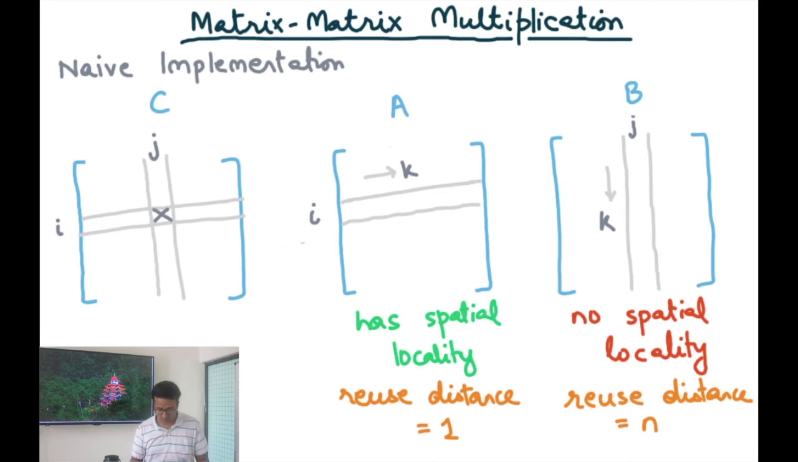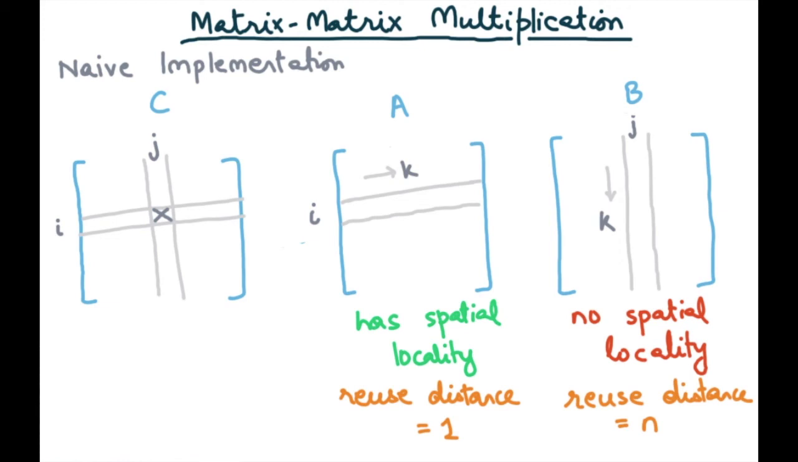In other words, the reuse distance in A is 1, because we basically reuse the same cache line again, while the reuse distance at the cache line granularity for B is n, because I reuse the same cache line only after I have done n accesses. Or actually maybe I don't have any reuse at all. So in other words, this one has low reuse distance when I'm talking about cache line granularity, and this one has very high reuse distance, n or even higher.